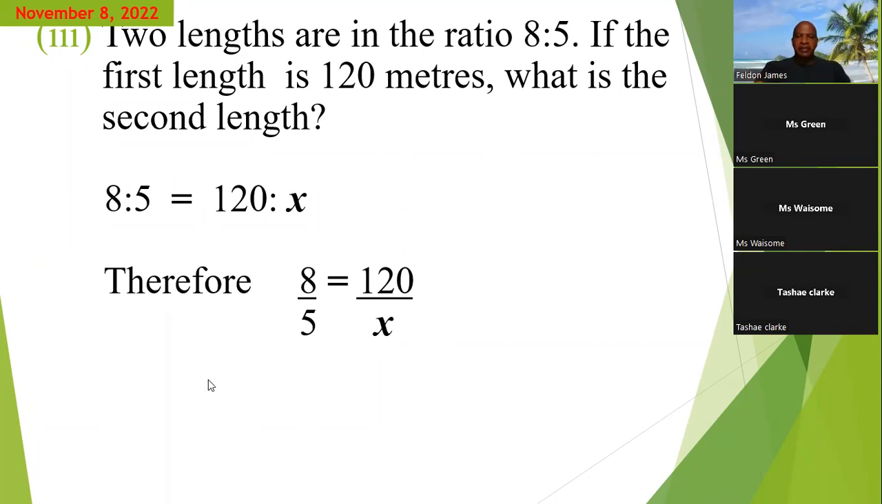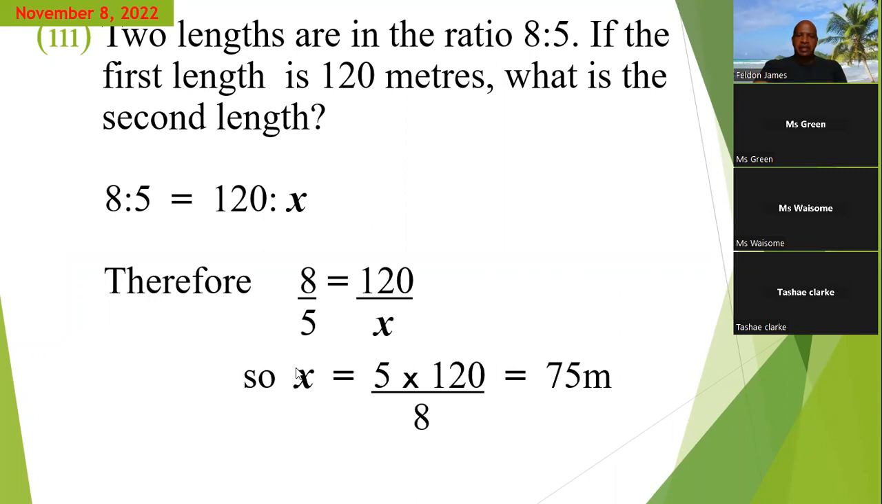And here from this equation, we would solve for x. We solve for x by simply rearranging the equation. We use the method of cross multiplication in order to get rid of our denominators. In order to get rid of our denominators, we cross multiply our denominators with our numerators. So we get 8x equal to 5 times 120. So here you would have 8x.